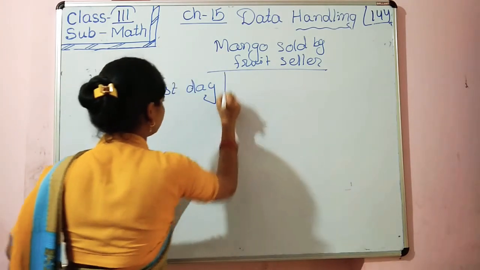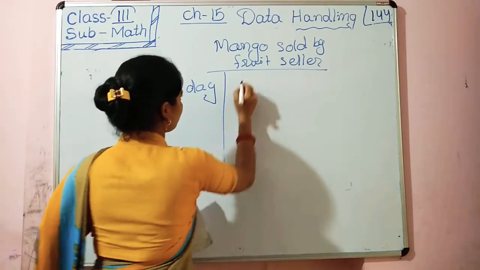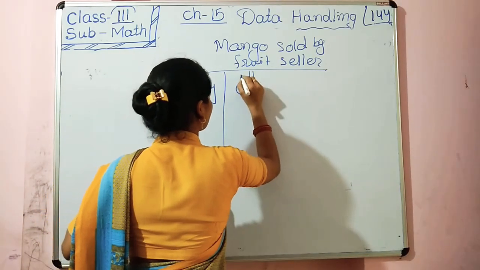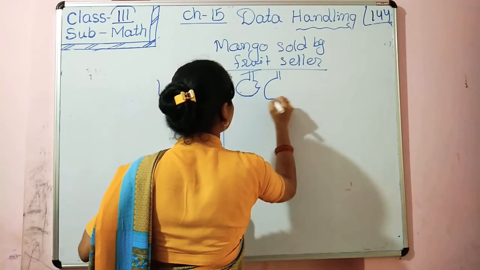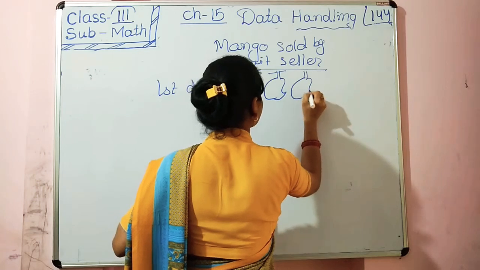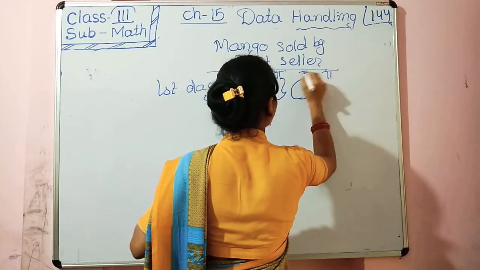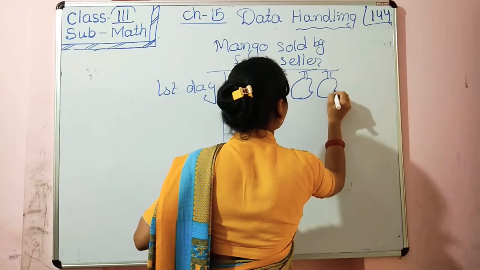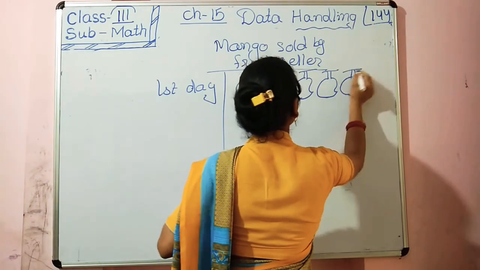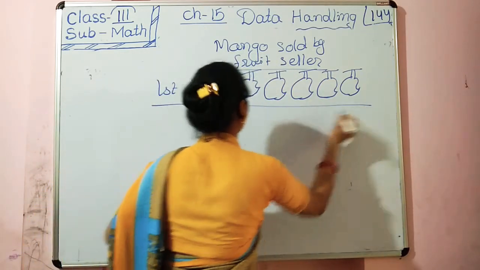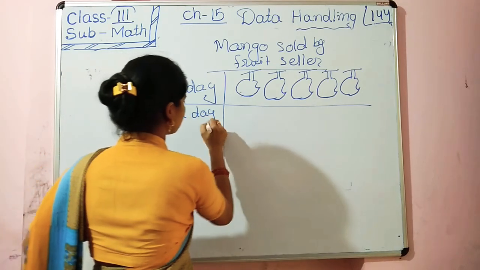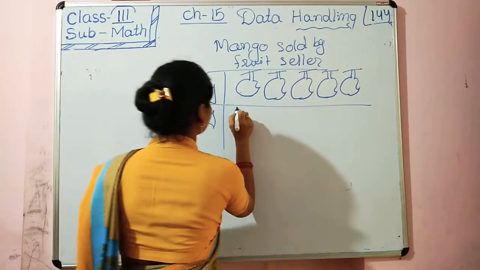5 mangoes. 1, 2, 3, 4, 5. The second day, 4 mangoes.